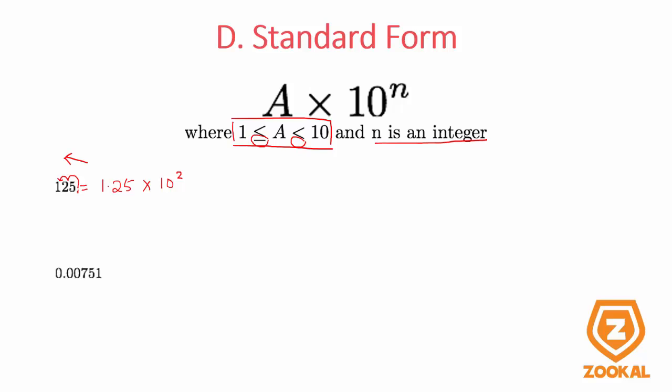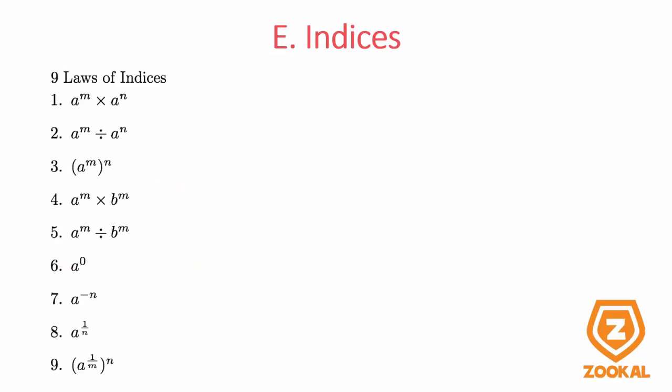We look at this example. I'm moving it 3 spaces to be between 7 and 5. So now I have 7.51, which fulfills the criteria of being between 1 and 10. It has moved 3 spaces, so it should be 3, but it moved to the right, which means it should be negative.